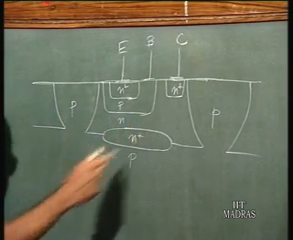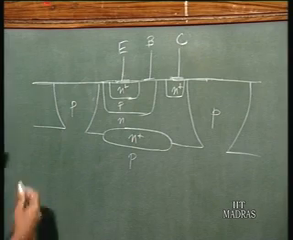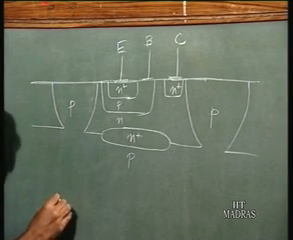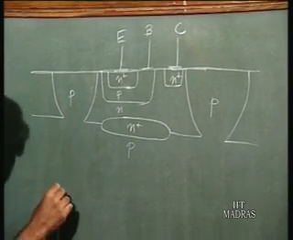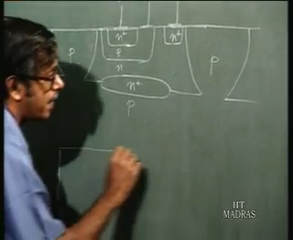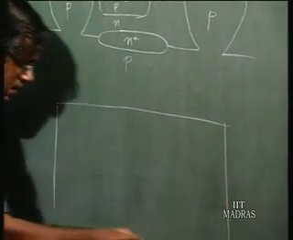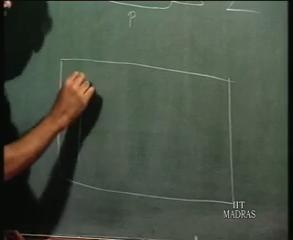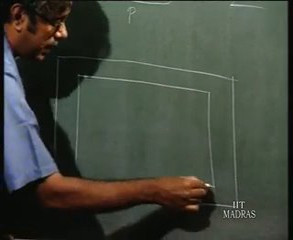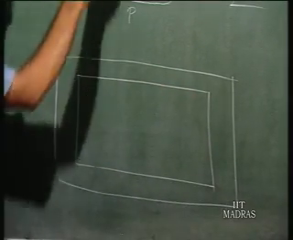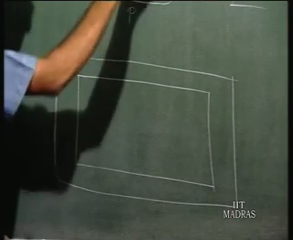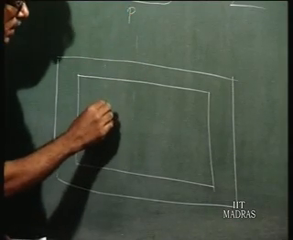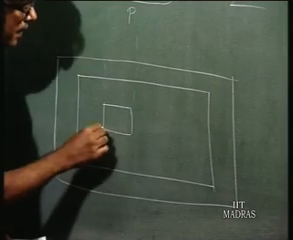So, you have an island. I will just draw the top view also, because I think it gives you the overall picture. So, this is the P island. This is the top view. Then you have the emitter, which is like this.